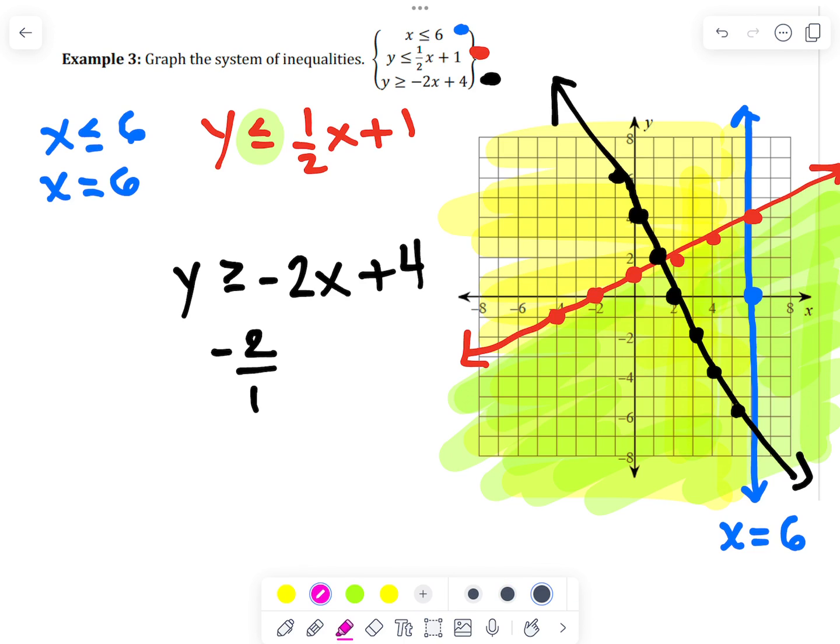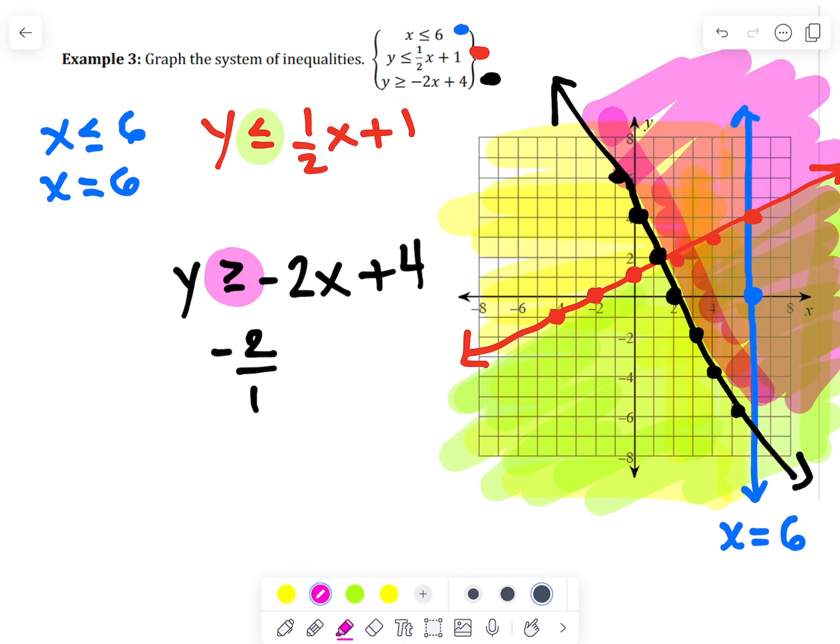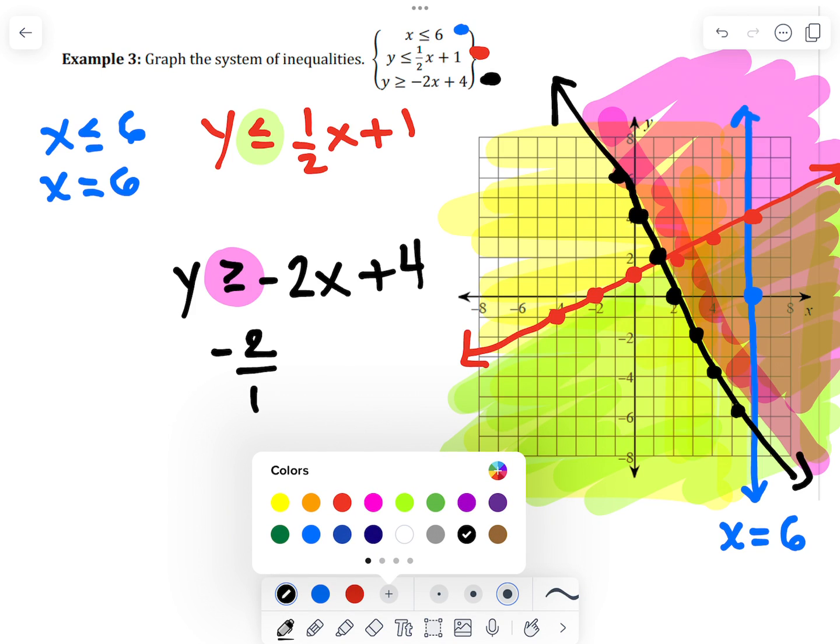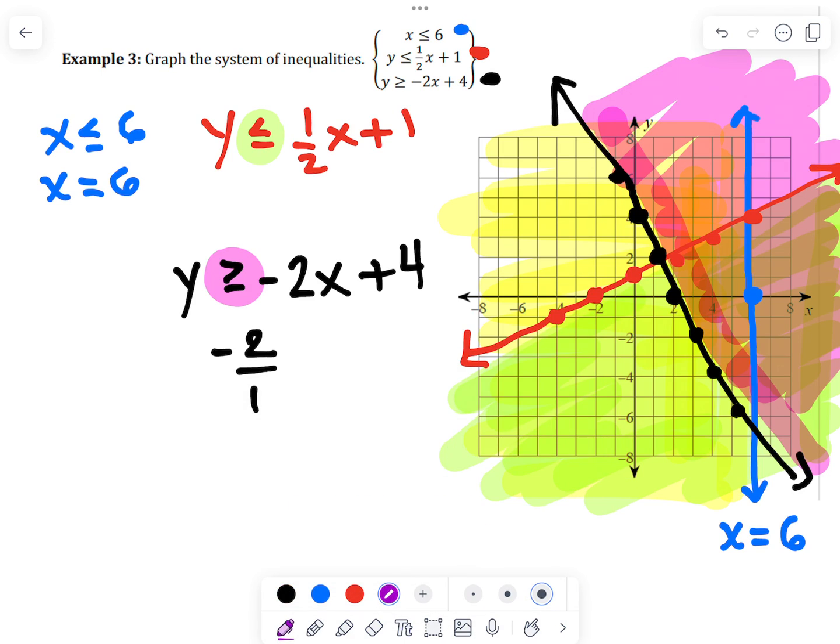Now we shade. This is saying greater than, so it's going to be above, greater, and now we find out where the three intersect. So the region that intersects all three is that triangle right there in the purple. That is the solution to that linear inequality system.